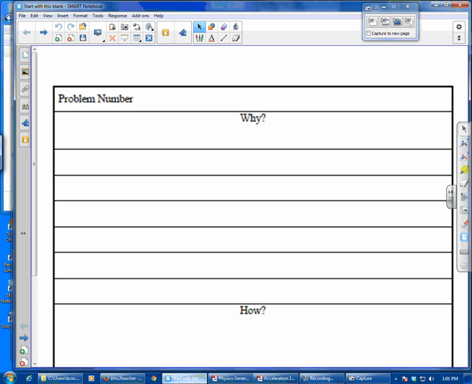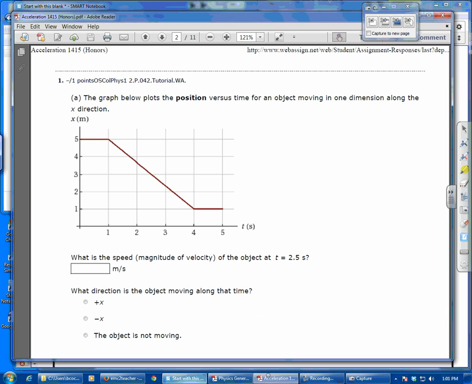So, problem one. And we need to do the y for it. We have a graph that shows a plot of position versus time for an object moving in one dimension along the x direction. So what do you note? Some things to notice. We have a plot of position versus time. How's the position-time graph related to velocity?